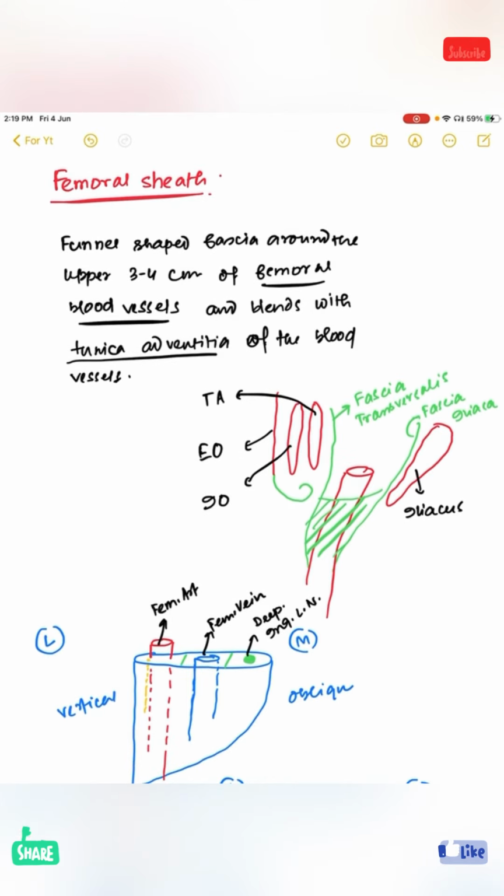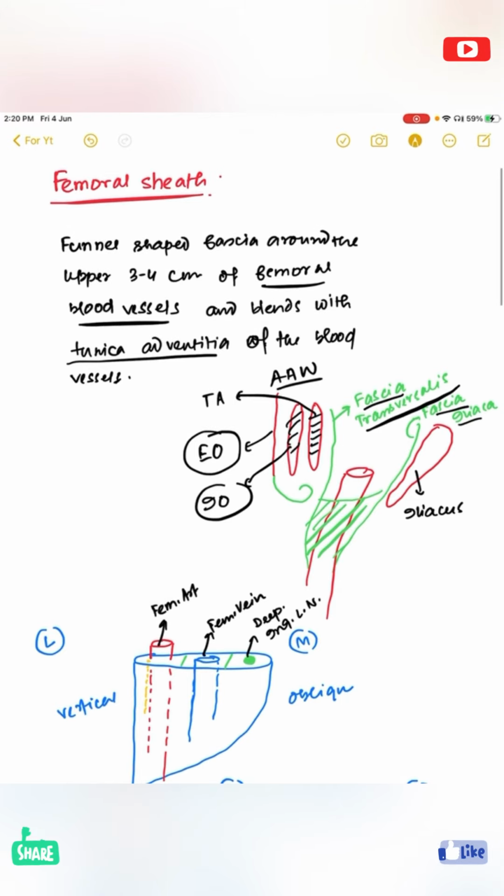Now let's look at how this is formed. If we look at the anterior abdominal wall, we will see three muscle layers: external oblique, then internal oblique, and then transversus abdominis, and just below it we will see a fascia which is called fascia transversalis, right? And if we look at the posterior abdominal wall, we will see the iliacus muscle which is covered by fascia iliaca. These fascial elongations actually form the femoral sheath.